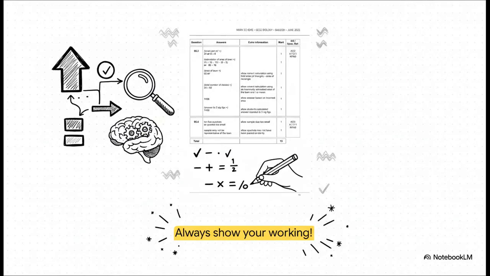This here is the full breakdown from the official mark scheme, and it highlights something absolutely vital. See where it says allow ECF? That stands for error carried forward. It means if you get the area wrong but use that wrong number correctly in the next step, you won't get penalized again. That's why you have to always show your working.